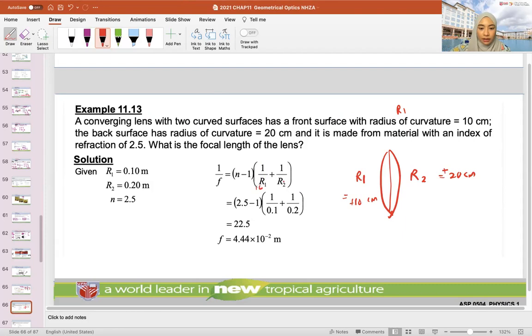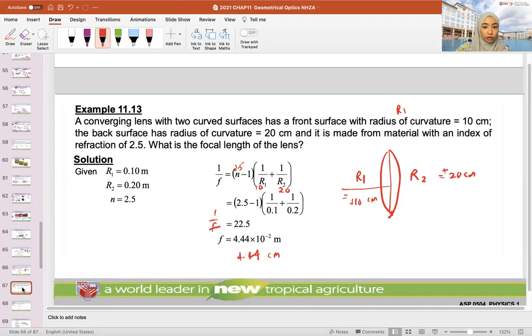So in this case, we have 10 over here and 20, and it is made from a material with an index of refraction 2.5. So 2.5 minus 1, use your calculator, and you would get 22.5 is 1 over F. Therefore, your F is 4.44 times 10 to the minus 2, which is 4.44 centimeter from the lens. So that is your F. Quite easy, you just have to know the sign convention.